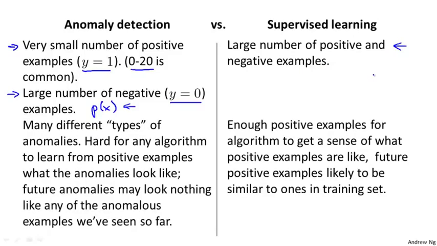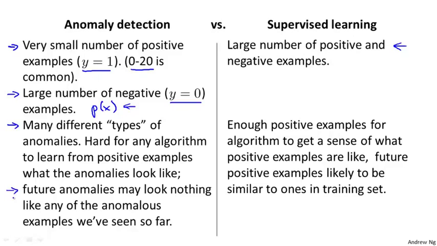Here's another way that people often think about anomaly detection algorithms. For anomaly detection applications, often there are many different types of anomalies. So think about aircraft engines. There are so many different ways for aircraft engines to go wrong, right? There are so many things that could break in an aircraft engine. And so if that's the case, and if you have a pretty small set of positive examples, then it can be difficult for an algorithm to learn from your small set of positive examples what the anomalies look like. And in particular, future anomalies may look nothing like the ones you've seen so far.